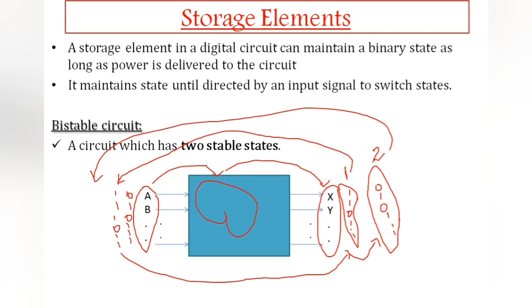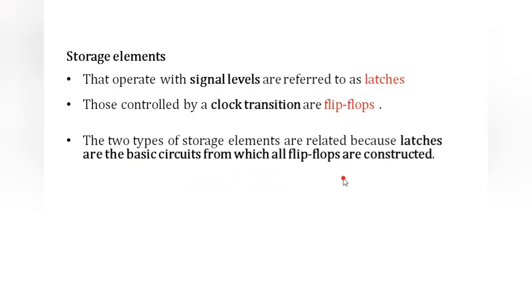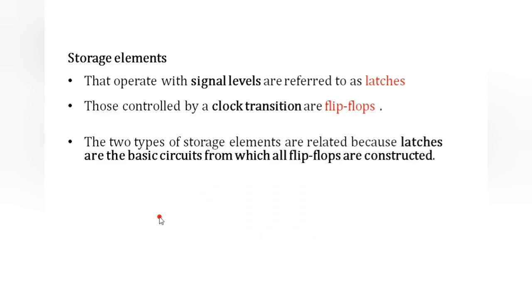Next, we will see what is the difference between latch and flip-flop. We know that latches and flip-flops, these two are memory elements or storage elements. The main difference between latch and flip-flop is nothing but a clock pulse. Observe, the main difference between latches and flip-flop is nothing but a clock pulse. Flip-flops contain clock pulse, whereas latches do not contain any clock pulse. So these two are related.